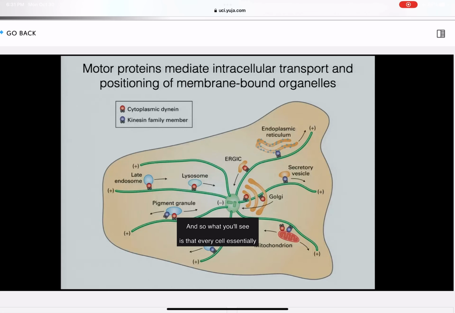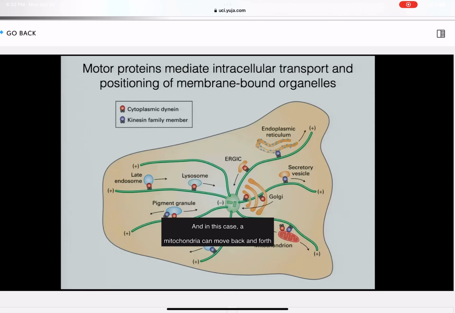And so what you'll see is that every cell essentially has a microtubule organizing center. That microtubule organizing center is made up of the mother and daughter centriole. And this is where dozens, hundreds of microtubules will nucleate from. And so their nucleation will allow them to create these long stretches of highway towards different parts of the cell.